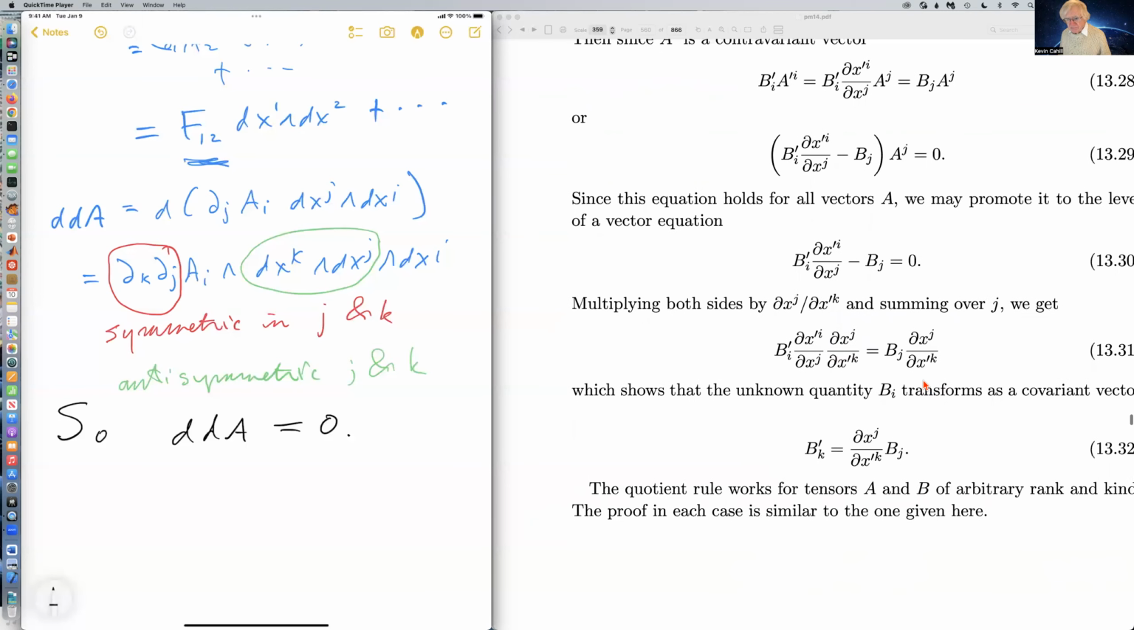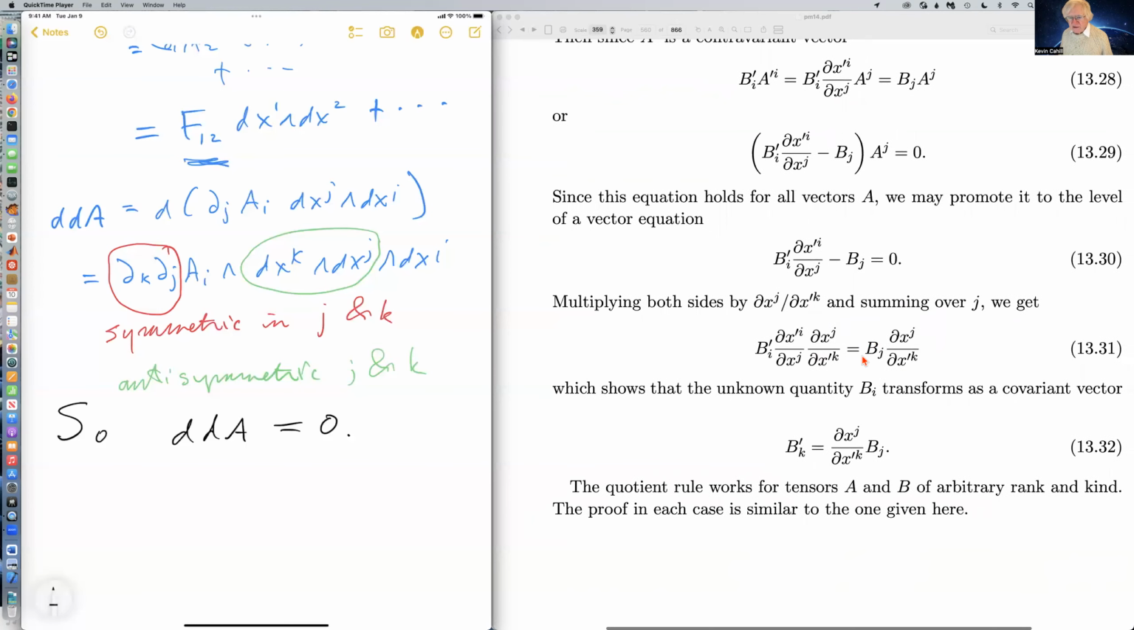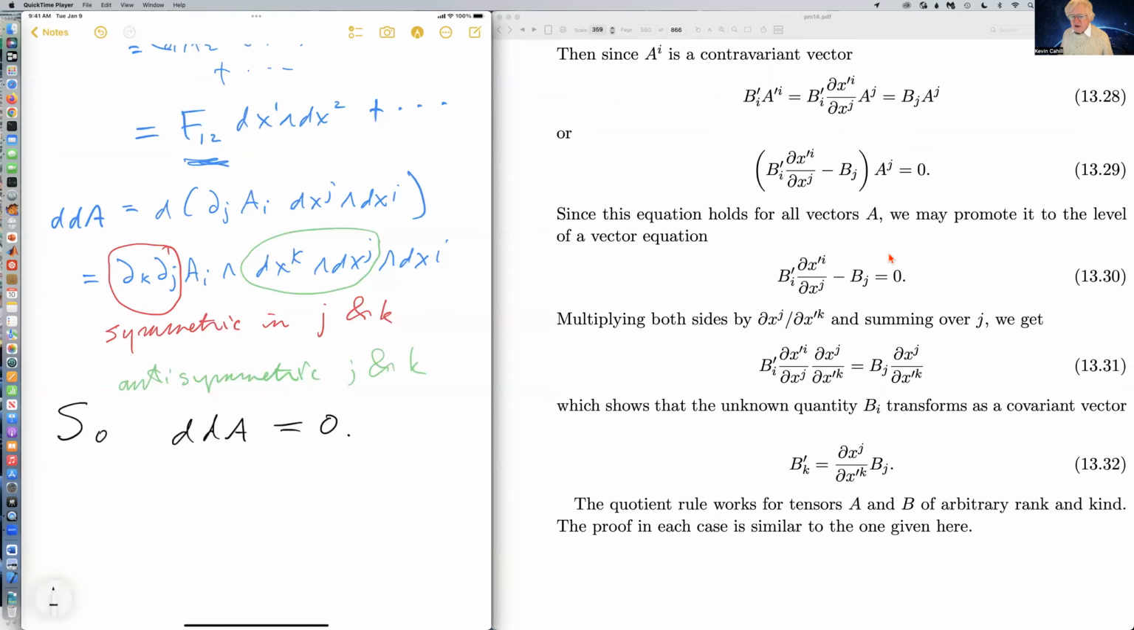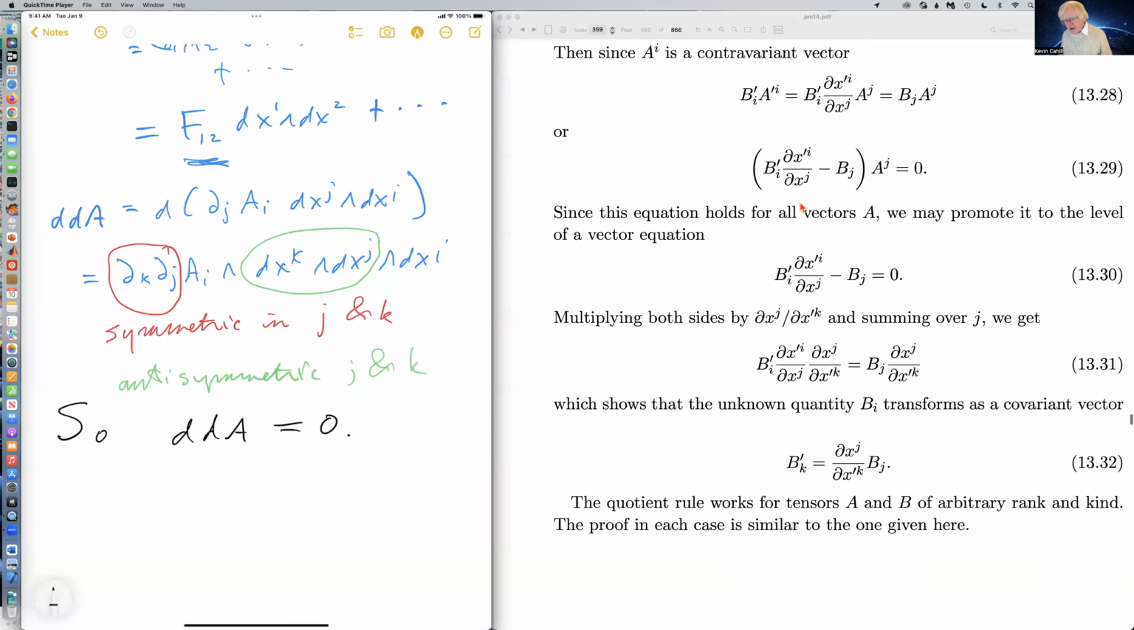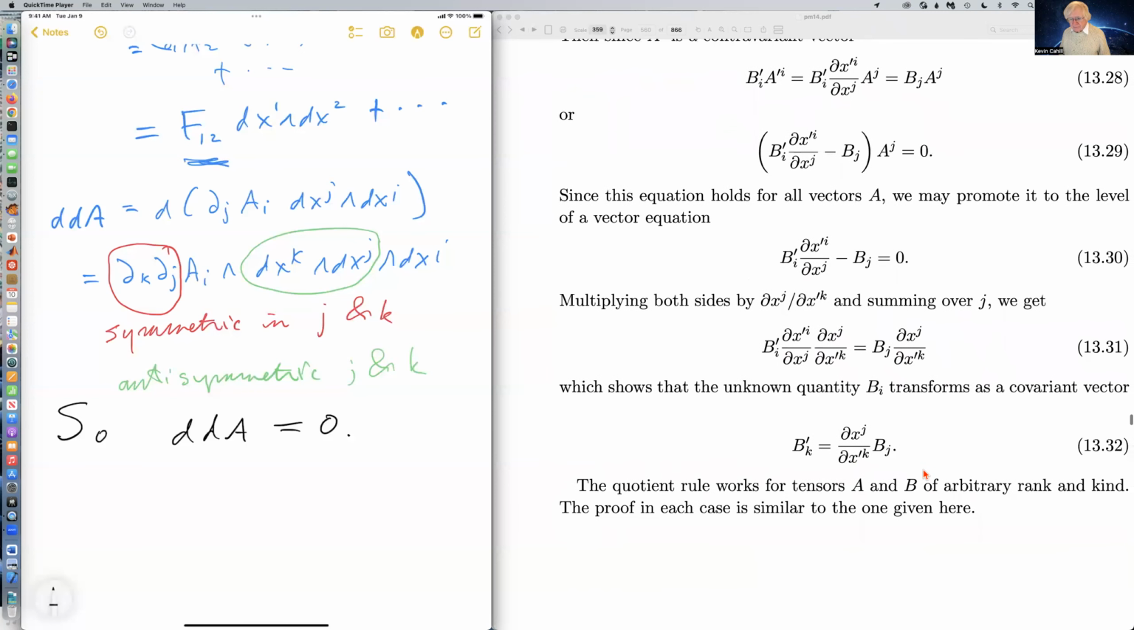I'm sorry, what did I do there? What we do is we take this equation and multiply by partial x^j, partial x prime k. So this right-hand side came from this term. So then we have this expression, and now dividing by this factor, we get that.